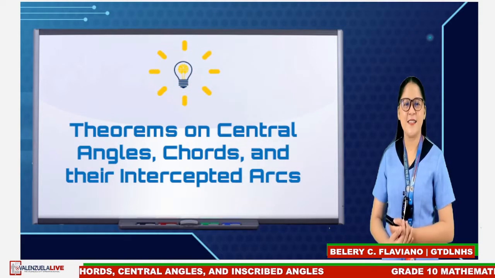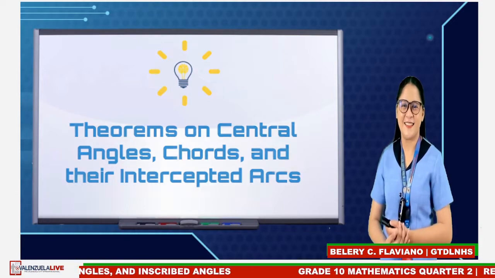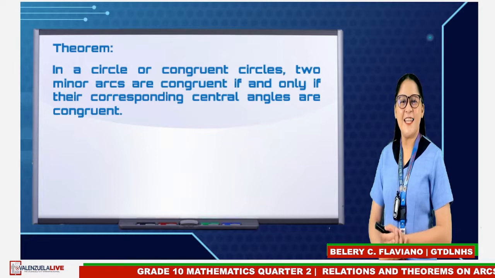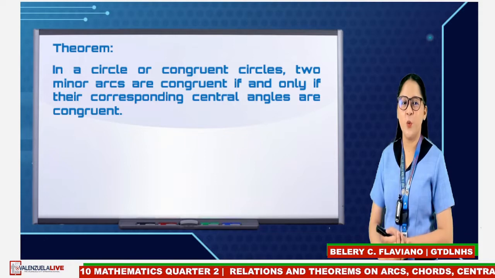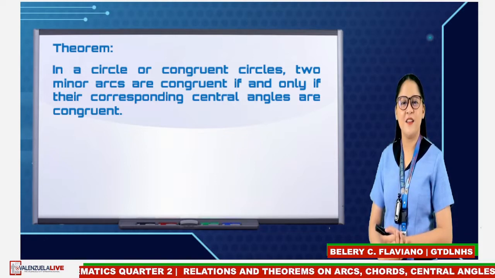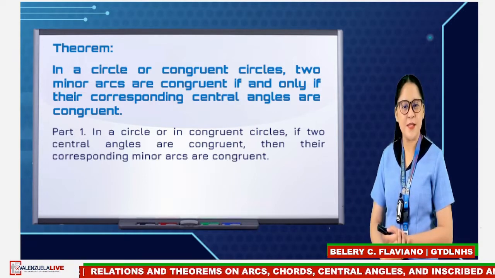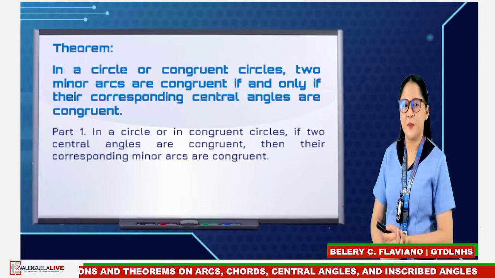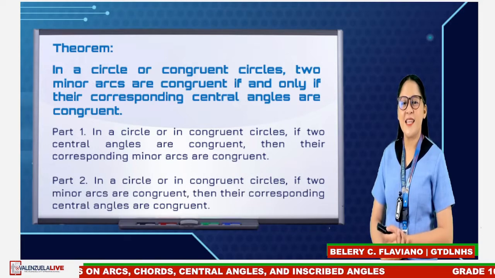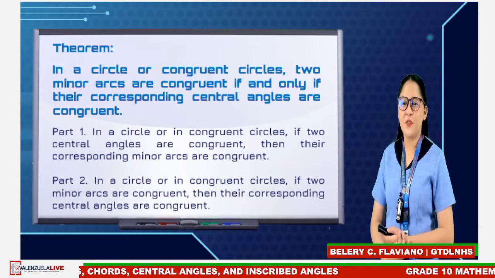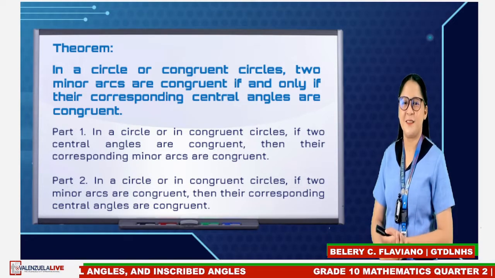Let us now discuss the theorems on central angles, chords, and their intercepted arcs. Theorem: In a circle or congruent circles, two minor arcs are congruent if and only if their corresponding central angles are congruent. Part 1. In a circle or in congruent circles, if two central angles are congruent, then their corresponding minor arcs are congruent. Part 2. In a circle or in congruent circles, if two minor arcs are congruent, then their corresponding central angles are congruent.